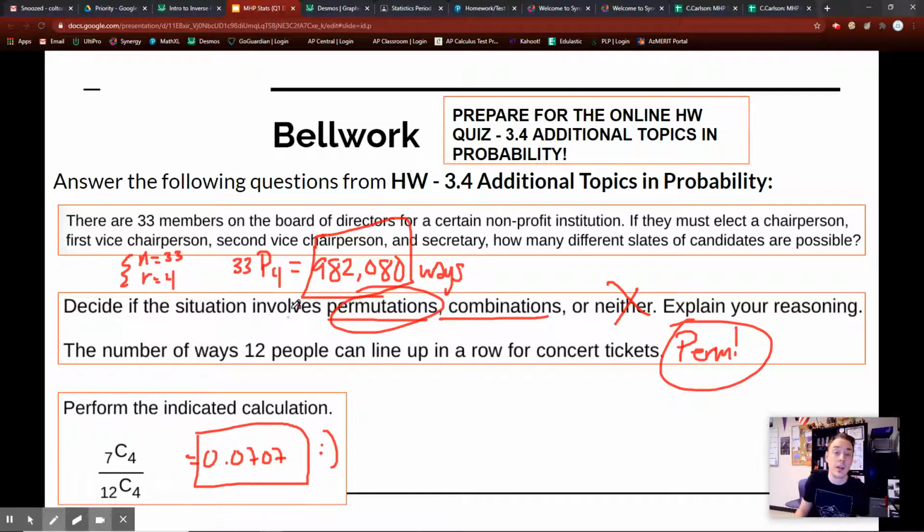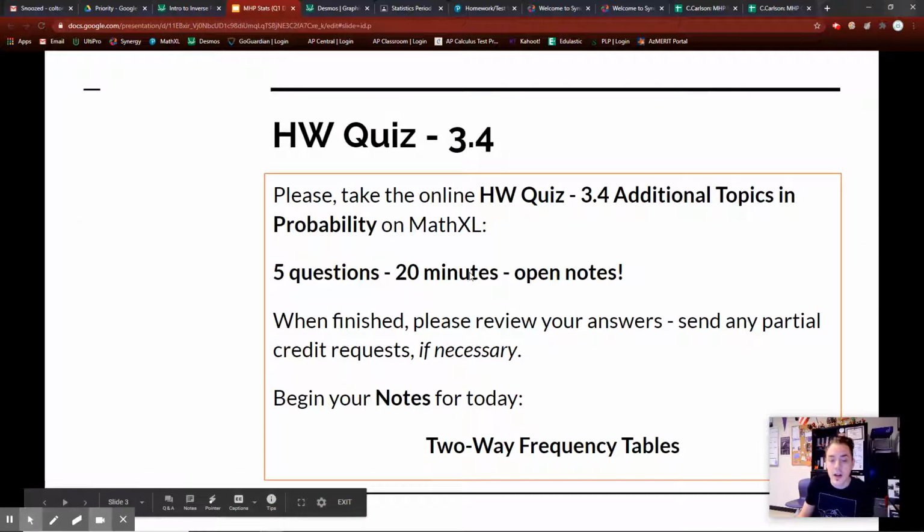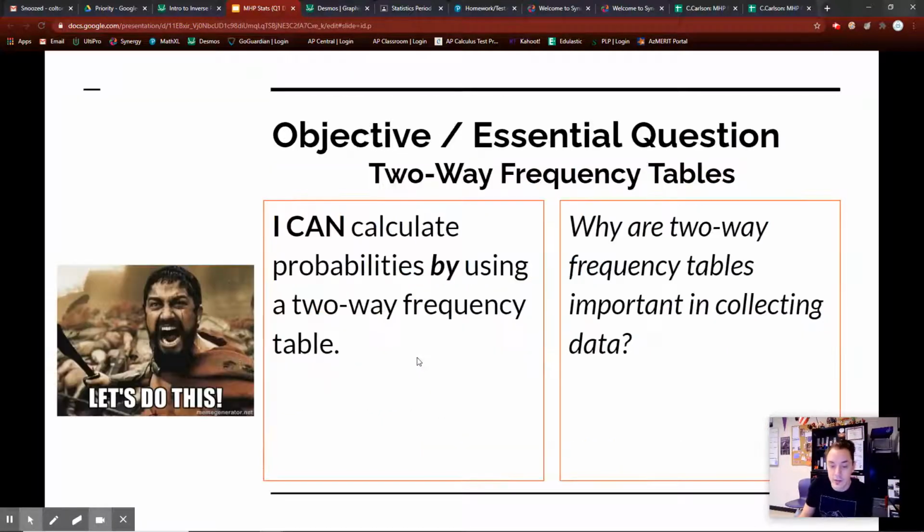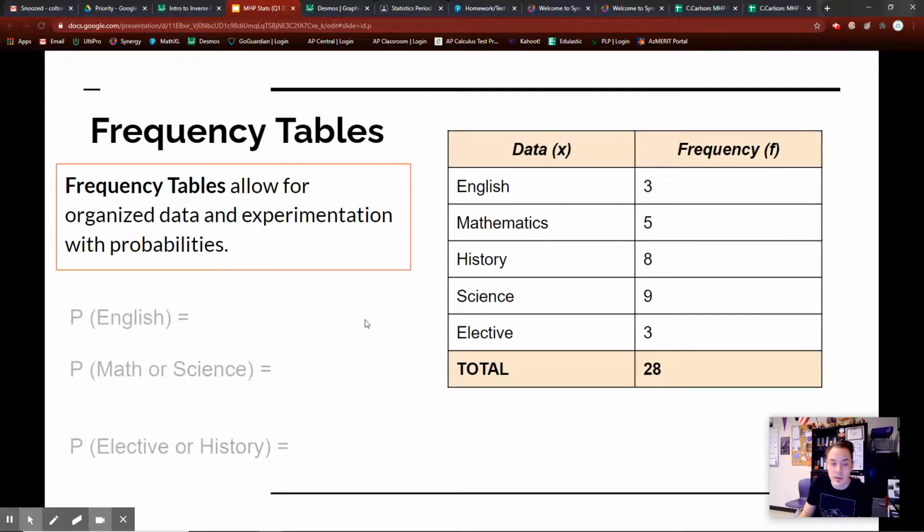Those are the only questions I'm going to go through with you. So I'm going to get you guys started on the homework quiz. You have 20 minutes, 5 questions, and as soon as you're done, make sure you review your answers. Send any partial credits to me if necessary. But other than that, go ahead and start on your notes for the two-way frequency tables. And then you can start writing down the essential question. Why are two-way frequency tables important in collecting data, especially in conditional probability? And then how we're going to use two-way frequency tables to calculate probability. So let's get started without further ado.